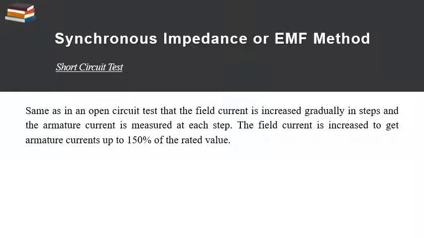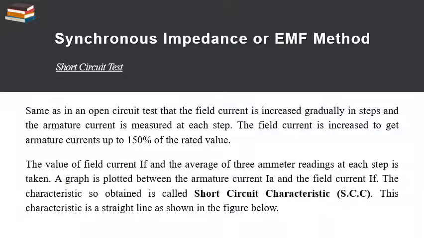Same as in the open circuit test, the field current is increased gradually, step by step, and the armature current is measured at each step. The field current is increased to get armature current up to 150% of rated value. The value of field current IF and the average of the 3 ammeter readings at each step is taken.